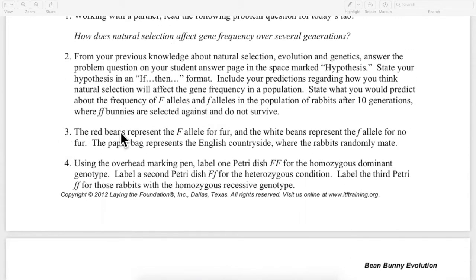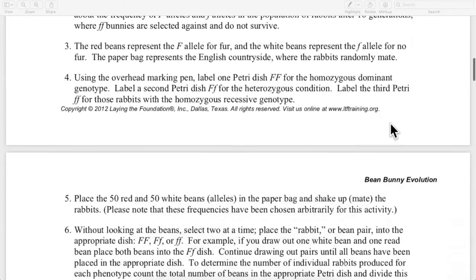The red beans, or I use blue paper, whatever you're using, represent the big F allele for fur, and the white beans, I used pink paper, so whatever you're using is what you're using, represent the little f allele for no fur. The paper bag, and I use a hat, represents the English countryside where the rabbits randomly mate.